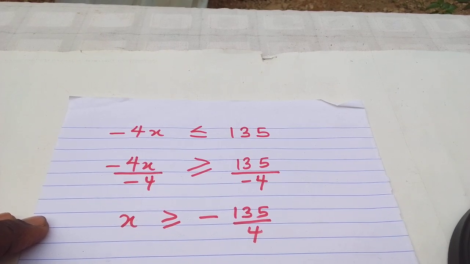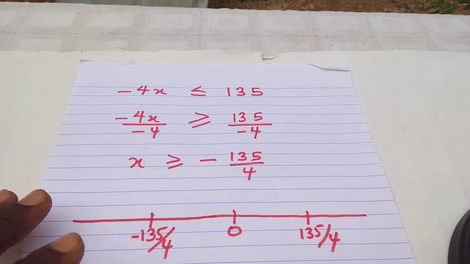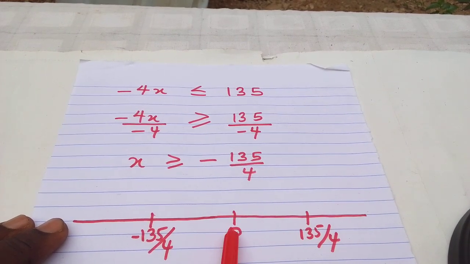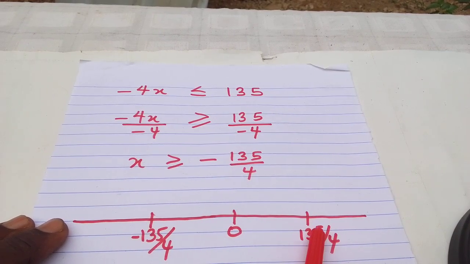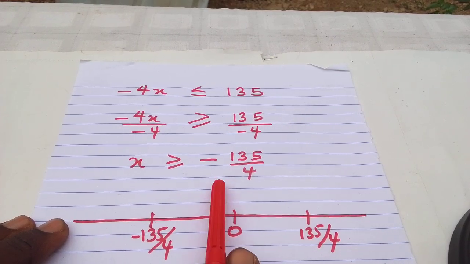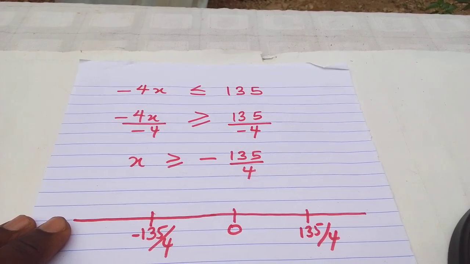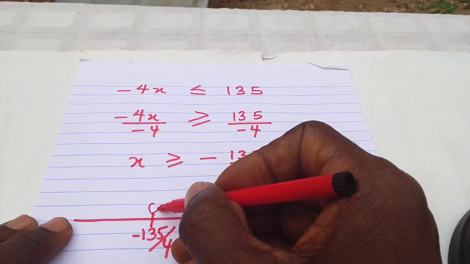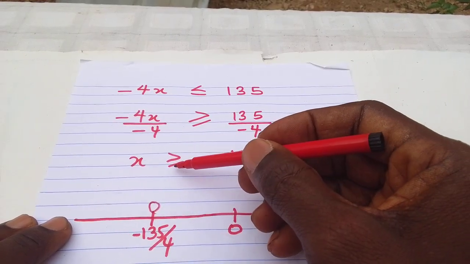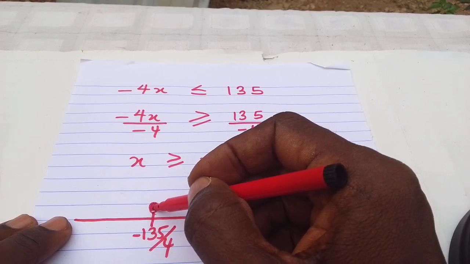Now to draw this on a number line to make it easier, I will say that if I have my 0 like this, my minus 135/4 is this way, my 135/4 this way. The question is saying x is greater than or equal to minus 135/4. I'll come to minus 135/4. The circle will be on it. Because it also has an equality sign, I'm going to shade this circle.